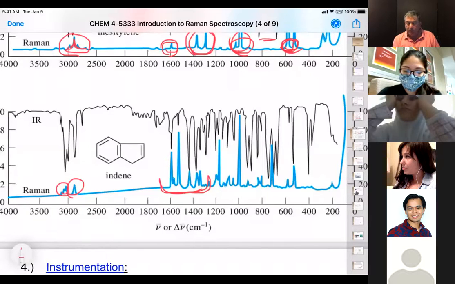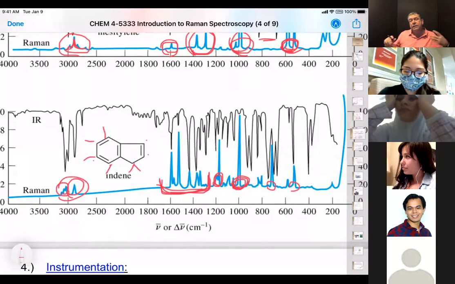But then we have a couple of bands that we don't see in the IR at all that show up in the Raman. And those are most likely associated, again, all of these are associated with carbon-carbon double bond symmetrical stretching. And these are probably due more toward the carbon-carbon single bond symmetrical stretching on these. And these are just the different types of hydrogens we have here.